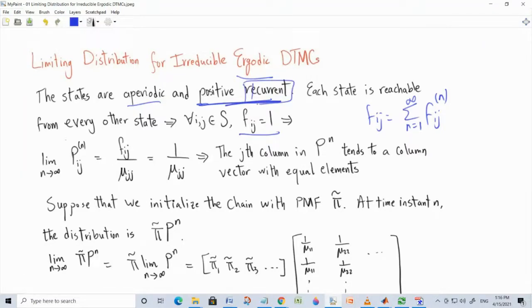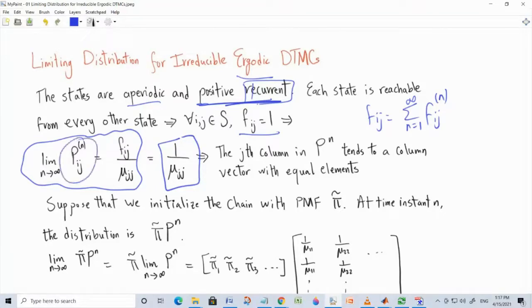Now, the general formula: I told you before that there is something called the discrete renewal theorem, which tells you that the limit as n goes to infinity of Pij(n) is Fij over mu jj. As you can see, the right-hand side is generally a function of i and j. But in our case here, because our chain is irreducible and because every state is positive recurrent, Fij is equal to 1 for every i and j. So we end up with a right-hand side that does not depend on i. Now the right-hand side is just a function of j.